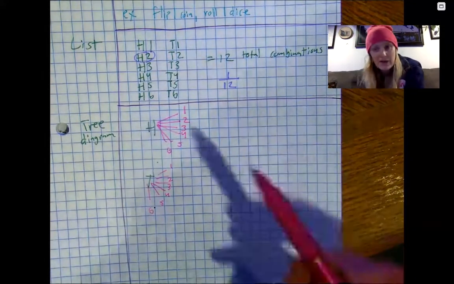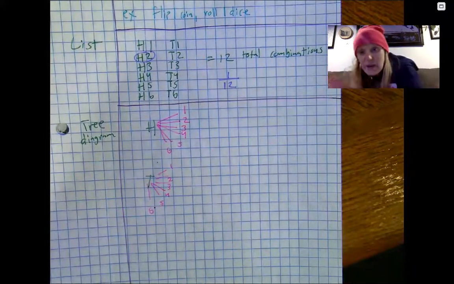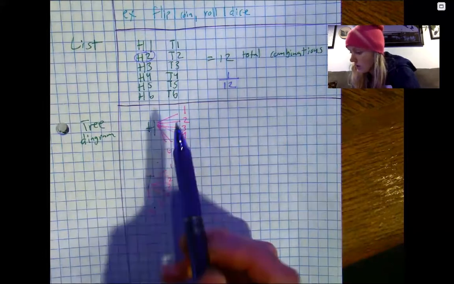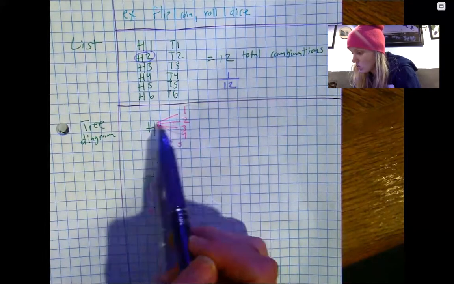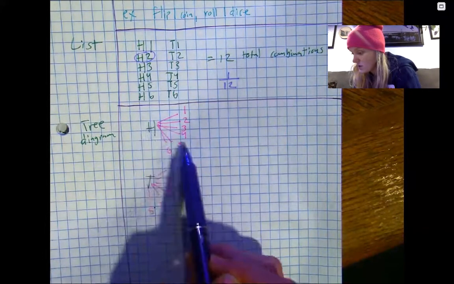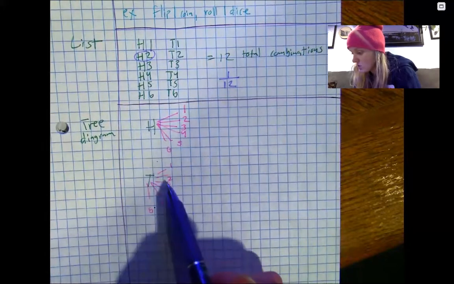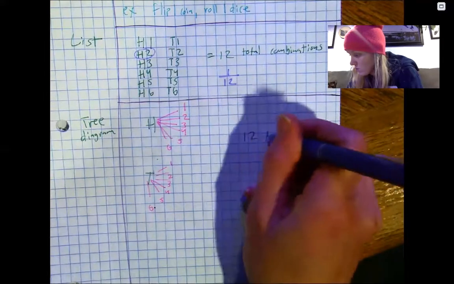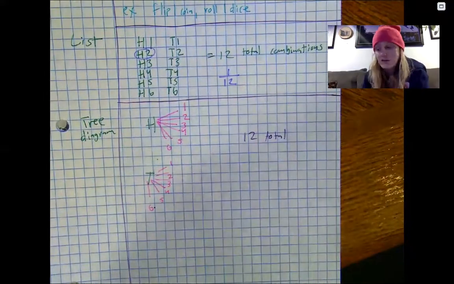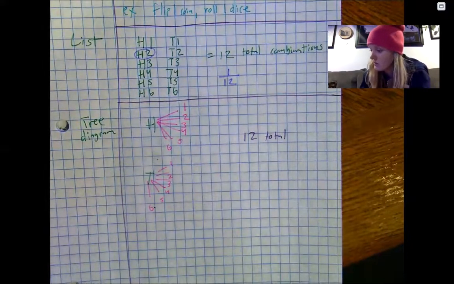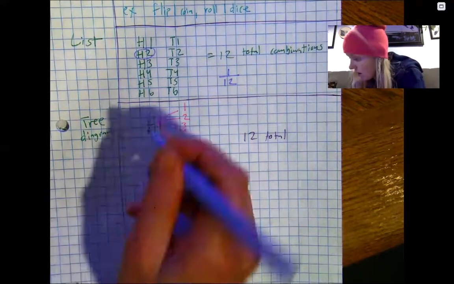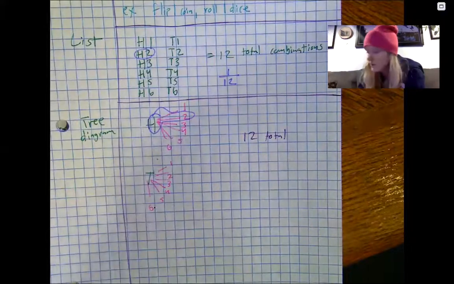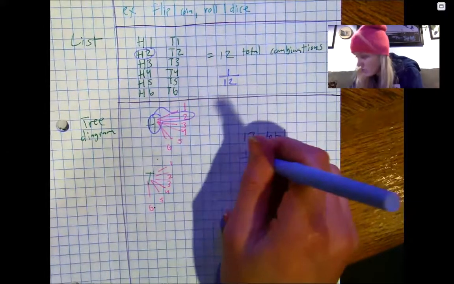You can count then the number of stems coming off, or your total combinations. So if we count, we have heads 1, heads 2, heads 3, heads 4, heads 5, heads 6, tails 1, tails 2, tails 3, tails 4, tails 5, tails 6. So 6 and 6 is 12 total. And if someone asks you the same question, what's the possibility of getting a heads and then a 2, you could go, okay, heads and 2. That happens 1 time out of 12.